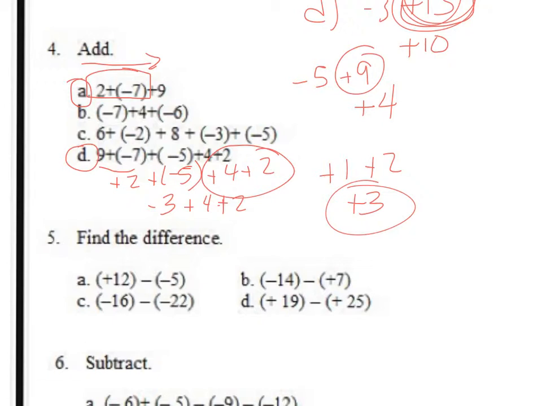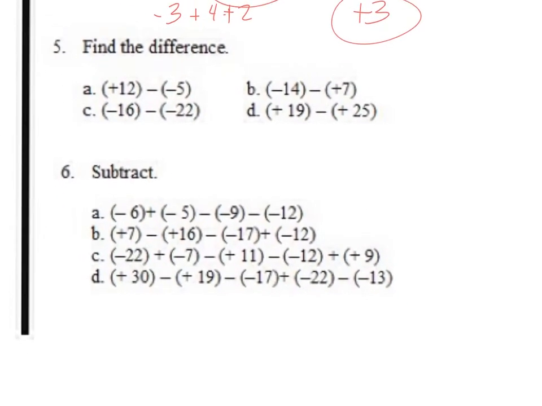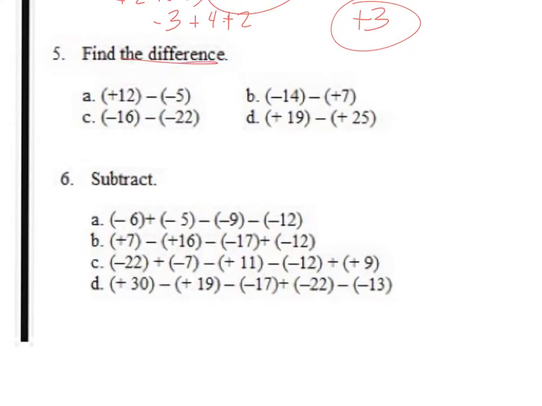So again, you want to review those rules. If the signs are the same, I keep the sign, add the numbers. If the signs are different, I keep the sign of the largest number and subtract. Let's move this up. And these questions, the difference is when you're going to be subtracting numbers. So the rules for subtracting integers go as follows.